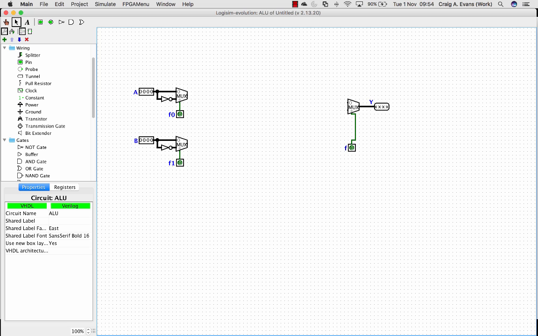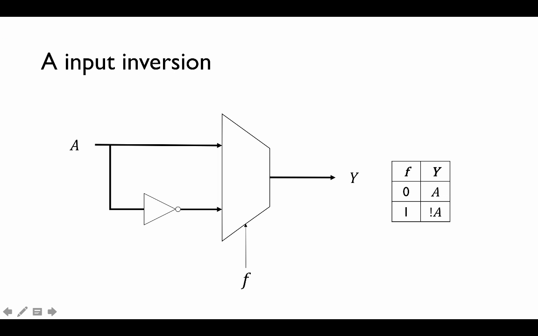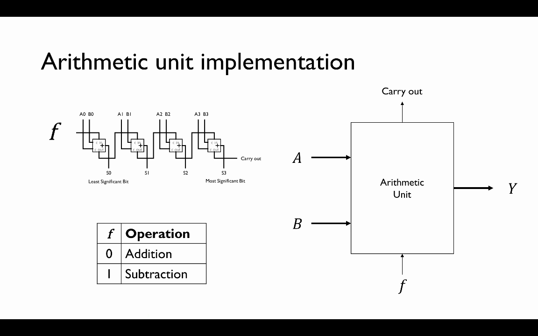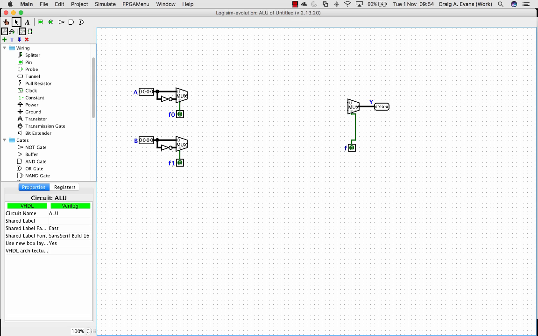So with these 2 inputs, F0 and F1, we can choose whether to invert our inputs or not. That's that part of the ALU done. Now we need to start implementing the arithmetic unit and logic unit. The arithmetic unit is a simplified version, because we can invert our inputs here, so we don't need to invert the inputs inside the arithmetic unit.